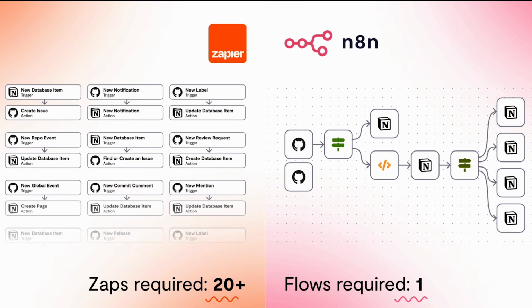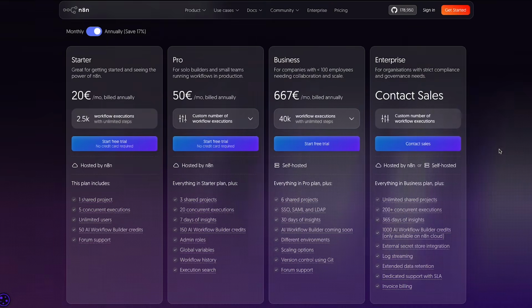n8n takes a different approach. Pricing is based on workflow executions. An execution is counted anytime a workflow runs from start to finish. If a workflow runs once, that counts as one execution, regardless of how many nodes are inside of it.